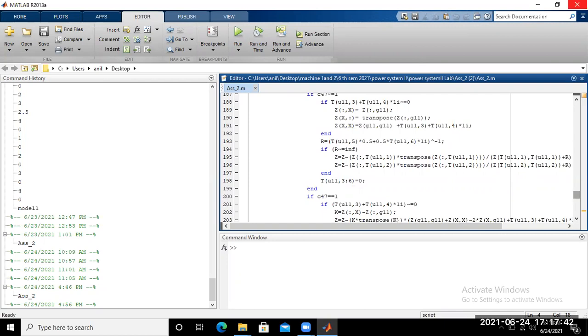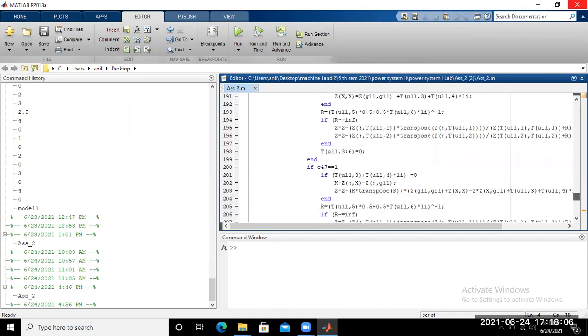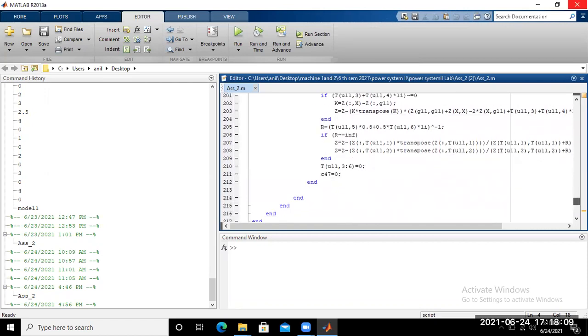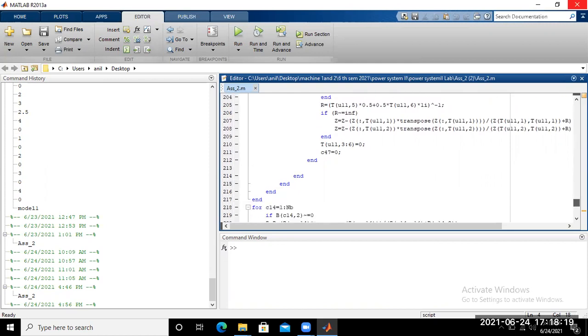So if transmission line of u11 comma 3 plus t u11 comma 4 into 1I equal to 0, so k equal to z x minus z g11. Okay. So next is your final here t u11 comma 36 equal to 0, so c47 equal to 0. Okay, and close all the loop.